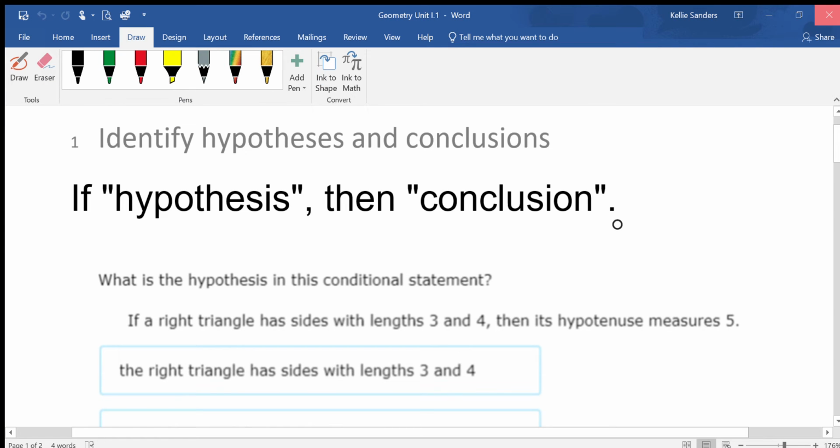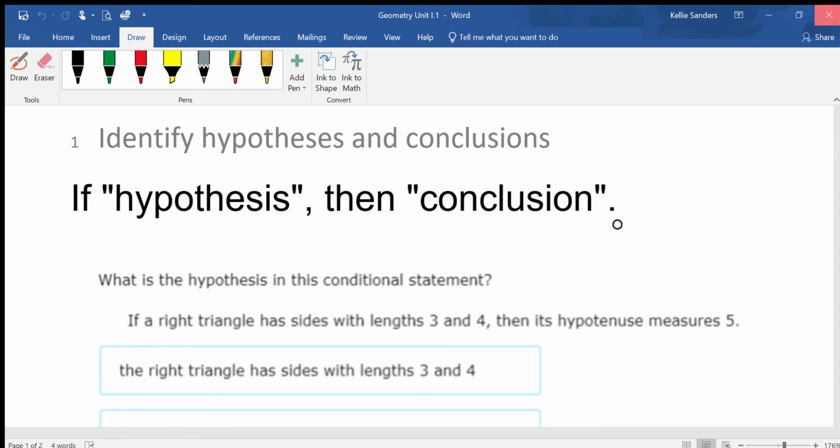Okay, geometry, unit I, so this is I 1, identify hypotheses and conclusions. No, this isn't English, no, it's not science, but it's kind of science related. You kind of need to know how to deduct and infer which possibilities could happen and couldn't happen. So that's basically what this is.